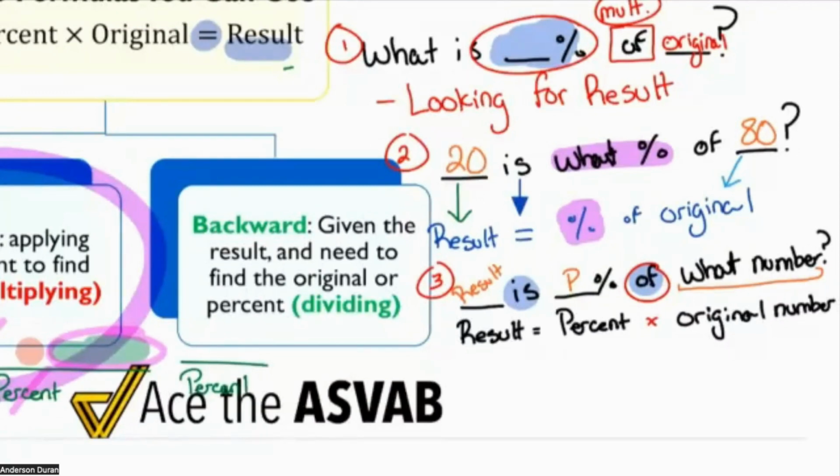Some problems might actually have you find the percent. They might give you the original number, they might give you the result, and then they say, what percent? What's the percentage? If they say what percent, you already know you're looking for the percentage, but it's more important that you can identify which of these is the result, which of these is the original. Because again, even if you know what you're looking for, you got to know how to do it.